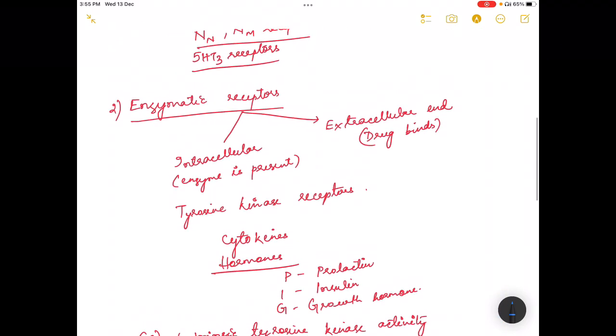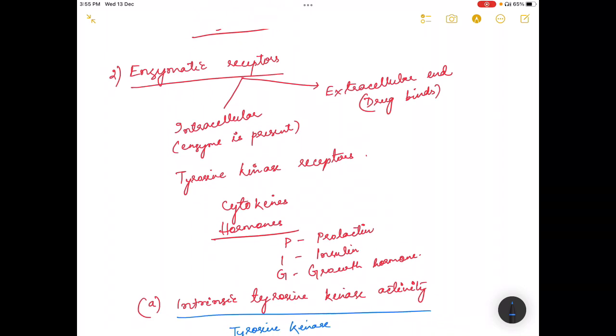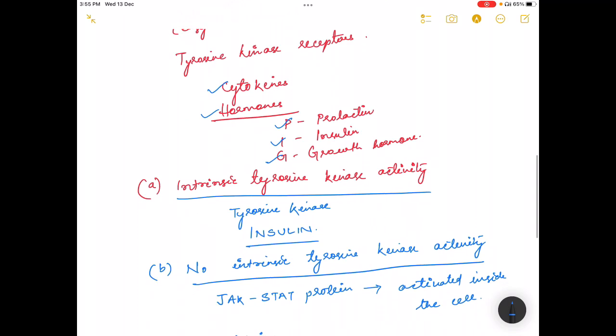So in short, if we can again summarize this, the enzymatic receptors, this has got an intracellular domain and an extracellular end. Extracellular domain, it is where the drug binds. Now when the drug binds, what happens? The receptor will get activated, and this receptor activation causes activation of the enzyme. Then this enzyme causes the action. So these include the tyrosine kinase receptors. And where are they present? These are present for cytokines, the hormones like prolactin, insulin and growth hormone. Now this enzymatic receptors are of three categories. One, which has got an intrinsic tyrosine kinase activity.